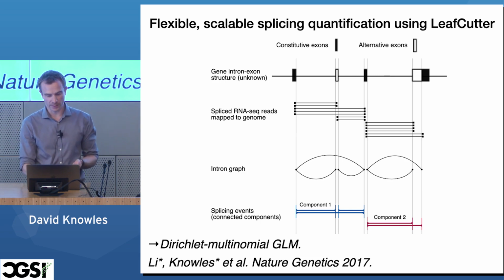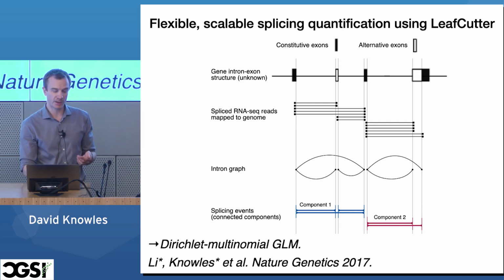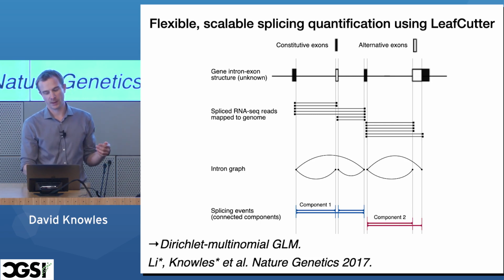So a connected component is just a set of nodes where you can get from any node in that set to any other node by traversing edges in the graph. Then the quantification of splicing that we use is to look at the number of these spliced reads that correspond to each edge relative to the other edges in the same connected component. We have some statistical machinery based on a Dirichlet multinomial generalized linear model that lets you test the differences in splicing between different conditions or between different genotypes.